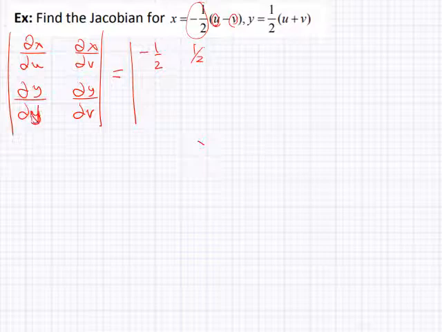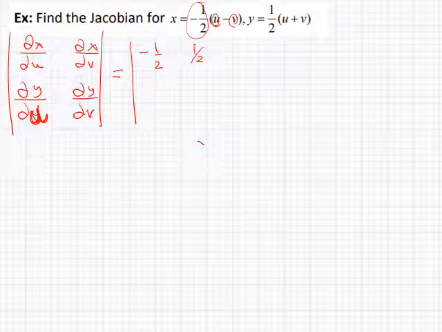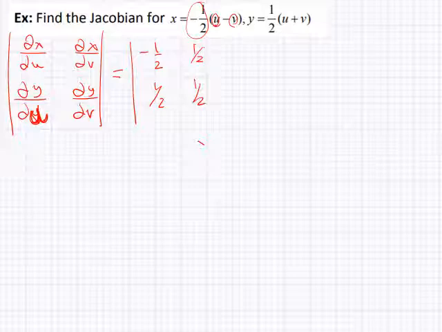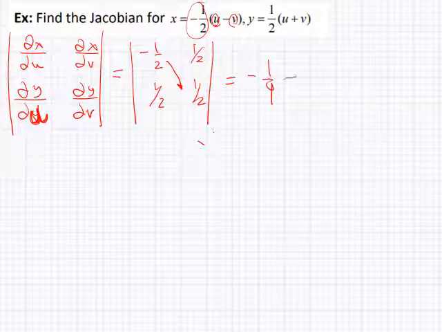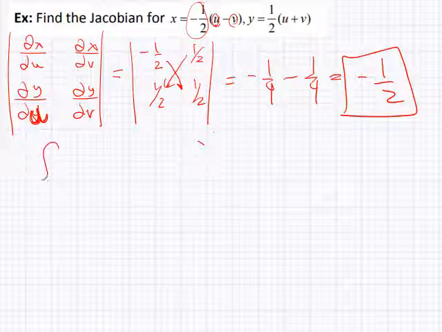y with respect to u would be 1/2, and y with respect to v would be 1/2. And so if we do this determinant, minus 1/2 times a positive 1/2 is minus 1/4, minus this times this would be a 1/4, so you get minus 1/2. So that's your Jacobian.